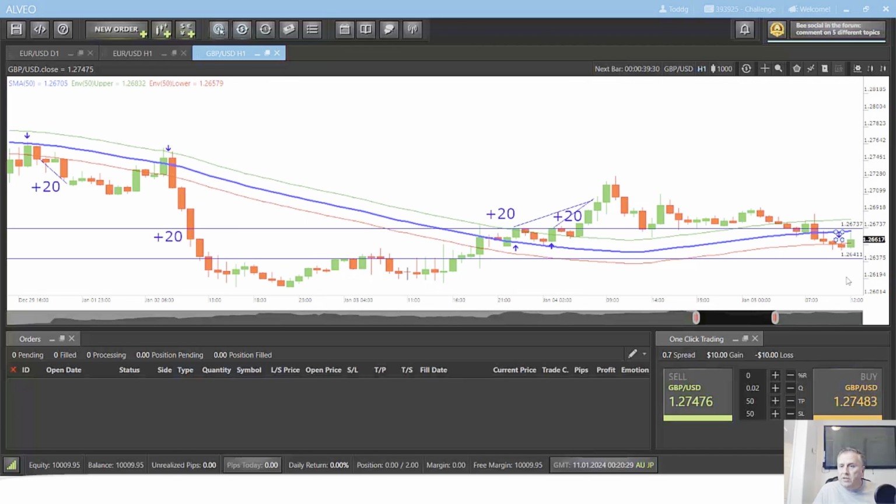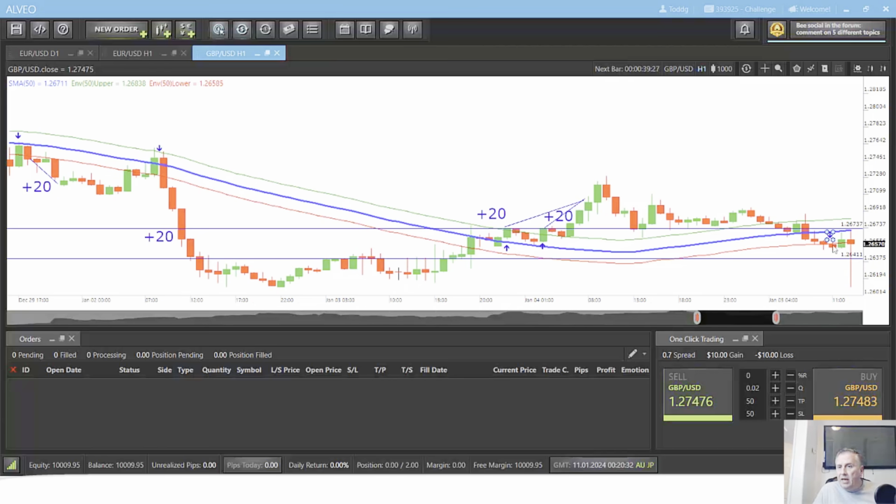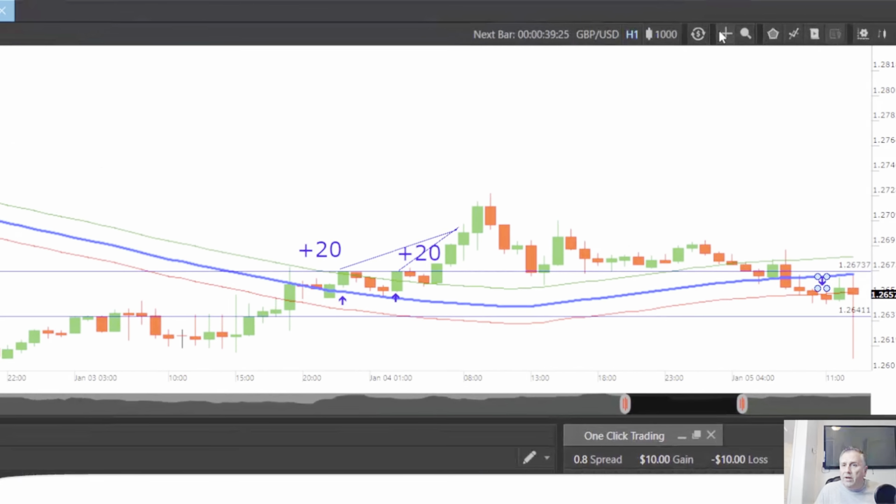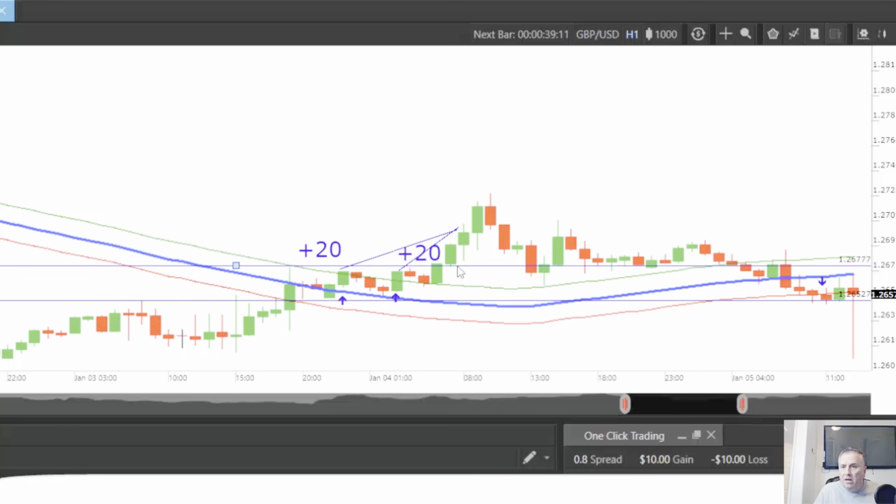So on this one, we close outside of it. And this one, this ran down. Actually, let me move my lines here. So we would have gone short right in there, and we would have had our stop loss up above the line right there.